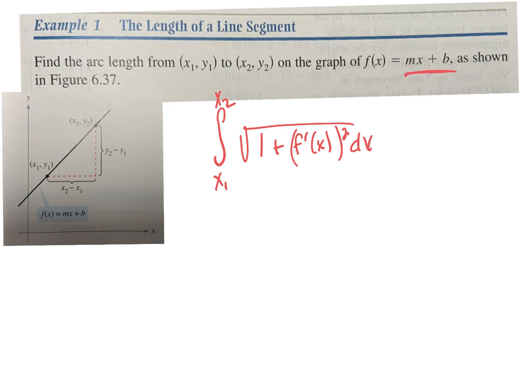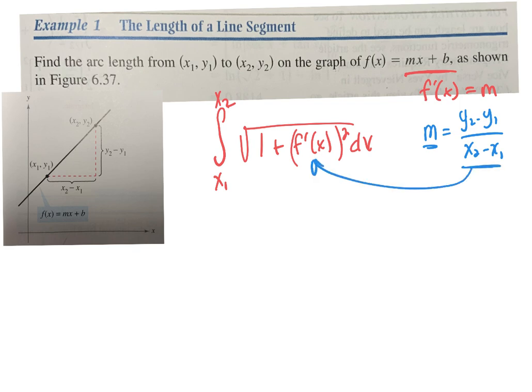Now, the derivative of this function, my b will drop off because it is just a constant. And then the derivative, so f derivative of x should just be m. What is m in a linear equation? Slope. It is slope. So how do I find m in a linear equation? What's my formula for m? y2 minus y1 over x2 minus x1. There we go. All right. And so if my derivative is m and this is m, I'm going to plug that in for my derivative. So I'm going to say, well, from x1 to x2, the square root of 1 plus this y2 minus y1 over x2 minus x1 squared.